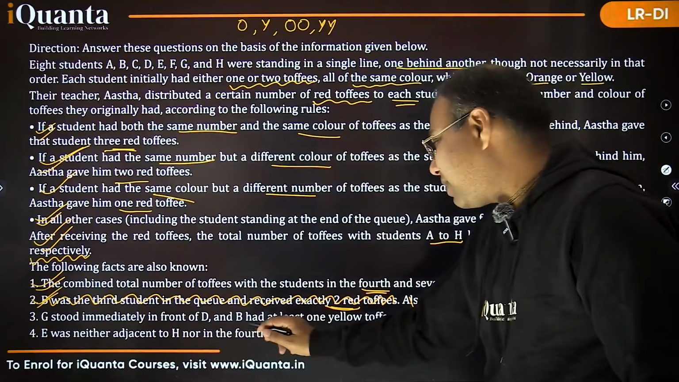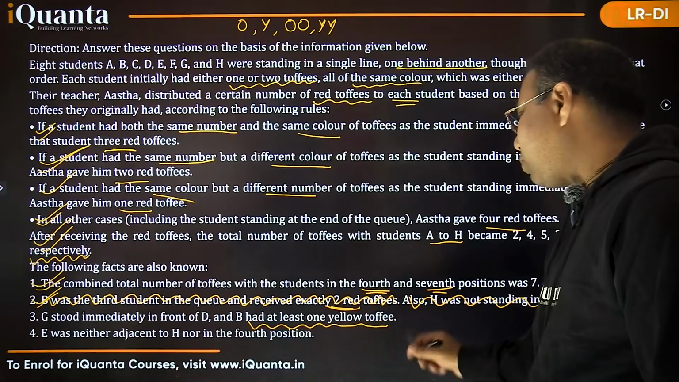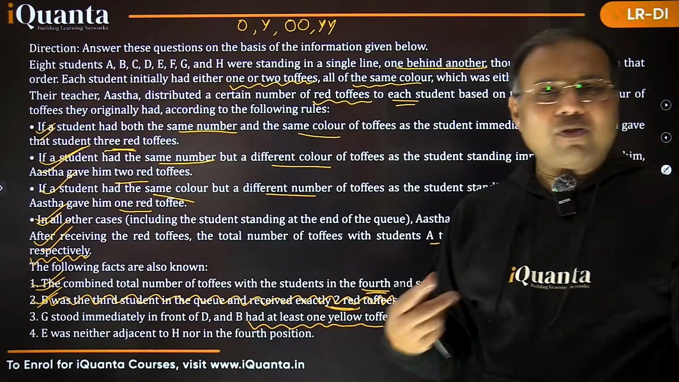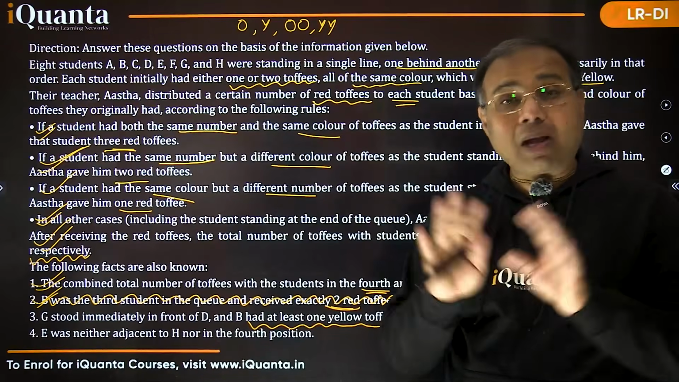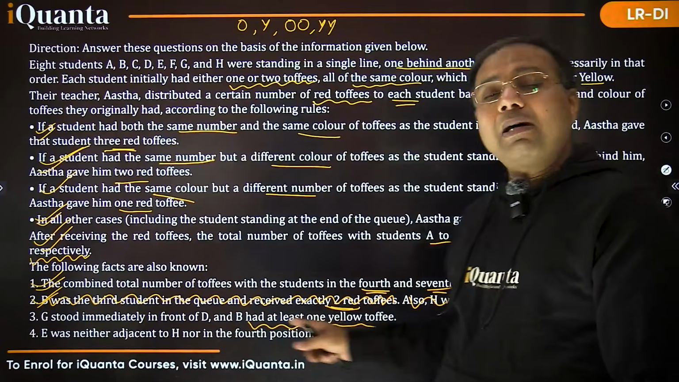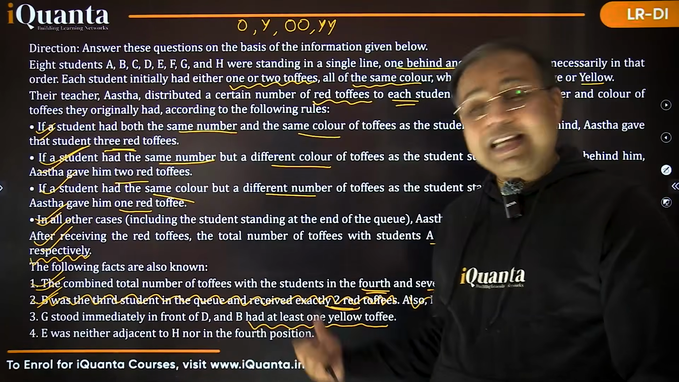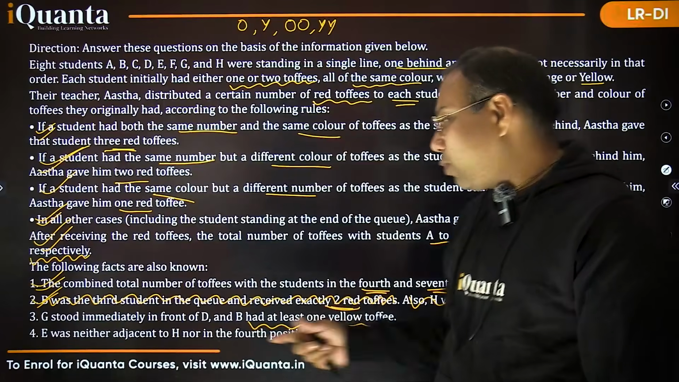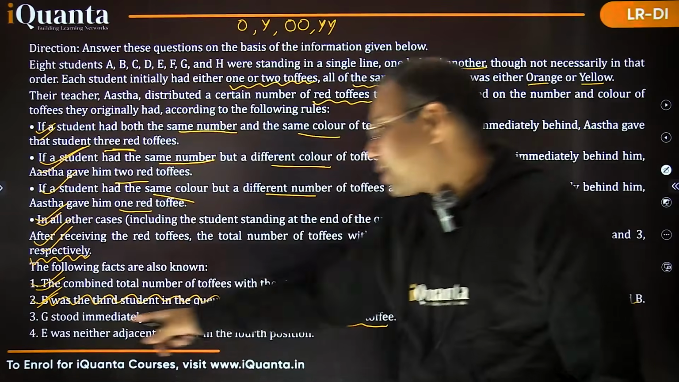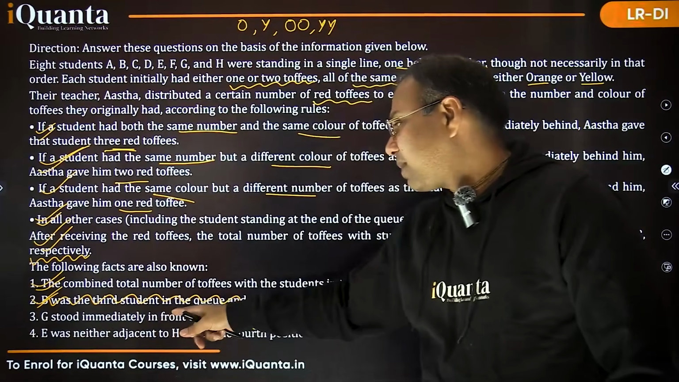That's a very nice statement again. So B had at least 1 yellow trophy. B has all trophies of the same color, right? So whatever 1 or 2 trophies are there, they are going to be the same color, and the color is mentioned here that B had at least 1 yellow trophy. So the color with B is certainly yellow, right? So B has yellow, and G stood immediately in front of D. So G and D are in that order, in adjacent positions. G stood immediately in front of D.